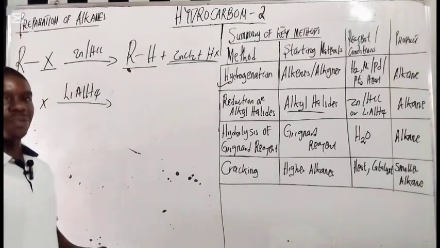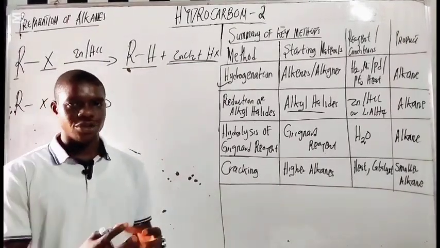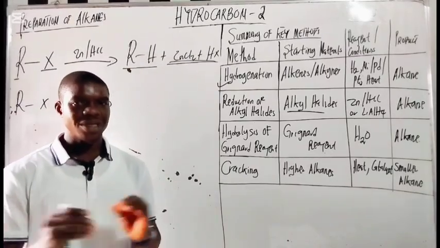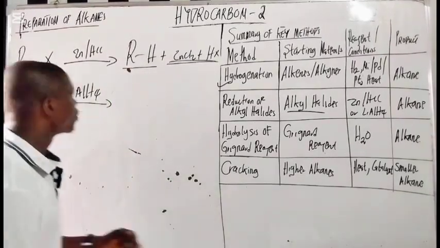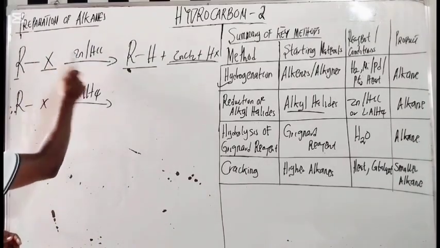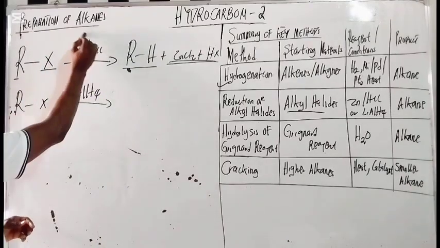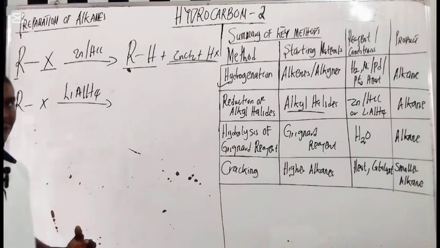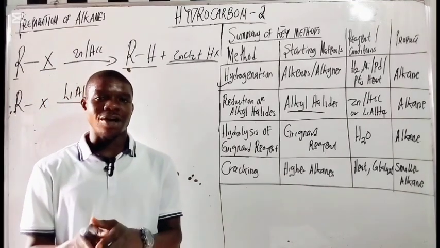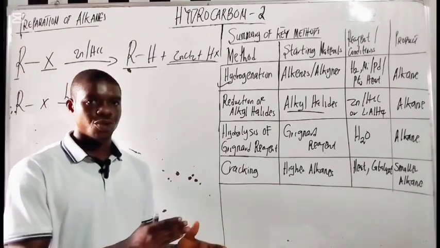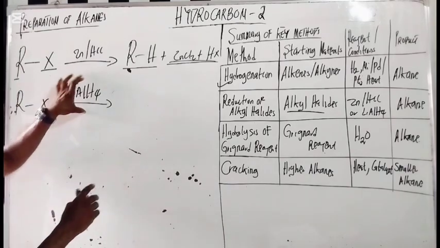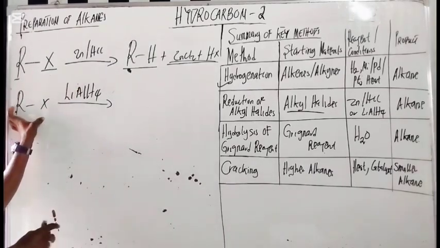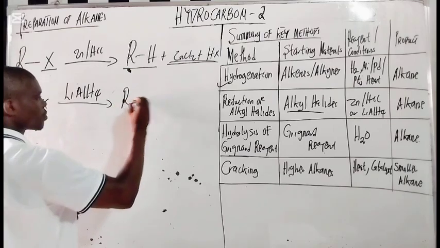Now let me explain the word reduction. What is reduction in chemistry? Reduction is the addition of hydrogen. So you remove this one here, you add hydrogen. These are the reducing agents. Reducing agents are the ones that introduce the hydrogen to the molecule here. So the essence of this is to convert the alkyl halide to the alkanes.